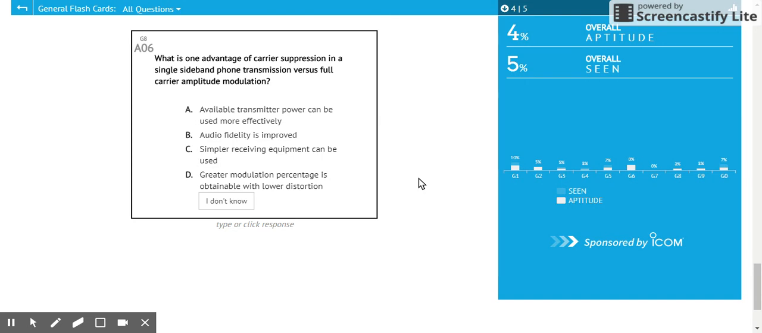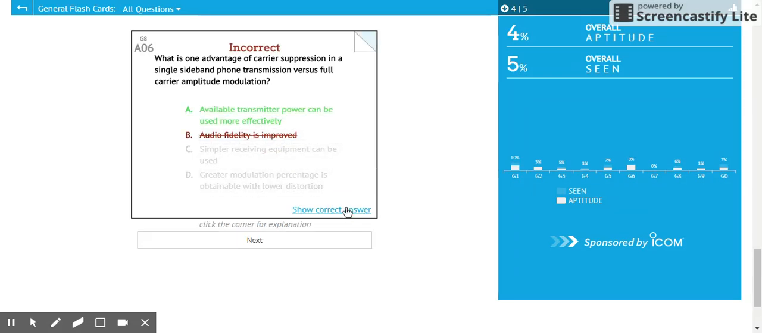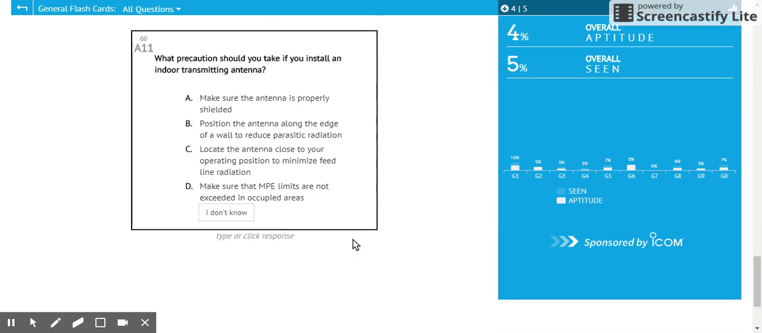Next question. G8A06. What is one advantage of carrier suppression in a single sideband phone transmission versus full carrier amplitude modulation? A. Available transmitter power can be used more effectively. B. Audio fidelity is improved. C. Simpler receiving equipment can be used. D. Greater modulation percentage is obtainable with lower distortion. Wow. I have no clue. Audio fidelity is improved. No, it is A. Available transmitter power can be used more effectively. I need more studying time.